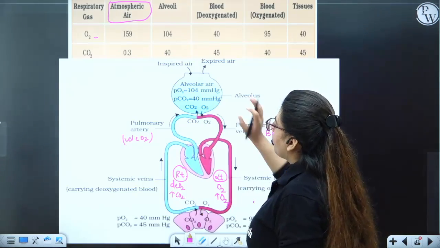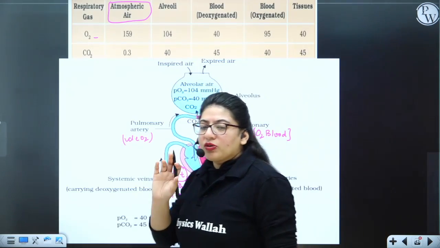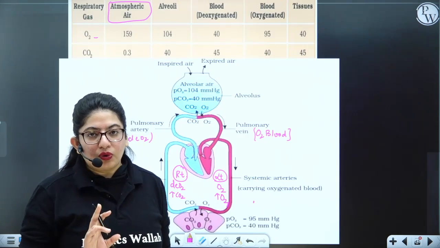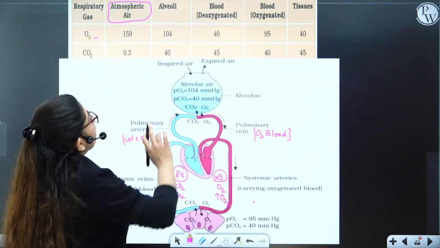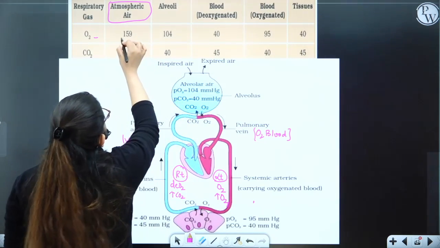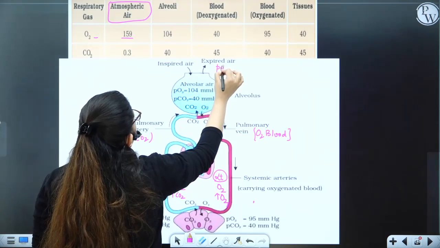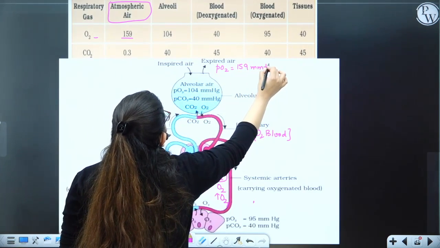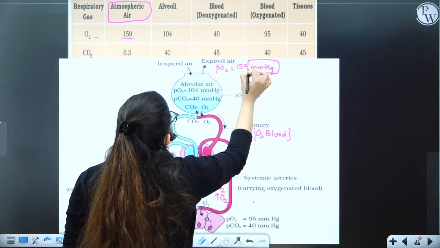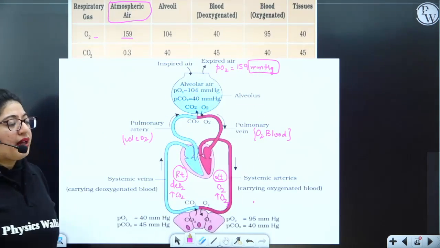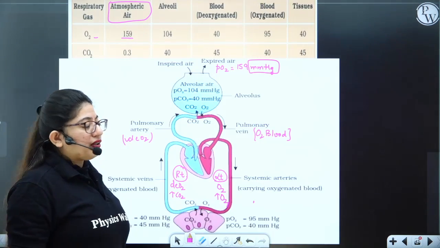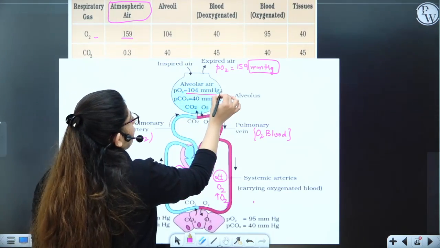Alright, now talking about alveoli. In the atmospheric air, first we'll just focus on O2, the exchange of O2, oxygen. In the atmosphere, we have 159 partial pressure of oxygen. 159 mm of mercury. Mm of mercury is the unit of pressure. Okay, partial pressure. In the atmosphere, we have the partial pressure of oxygen, that is 159. And in the alveoli, you have 104.